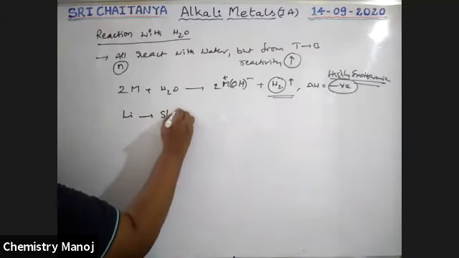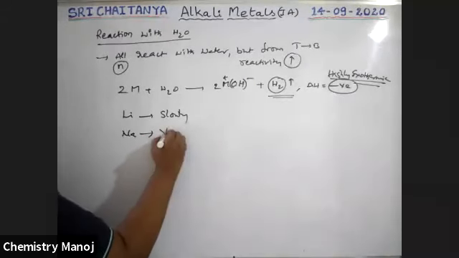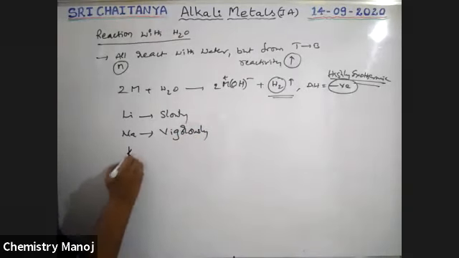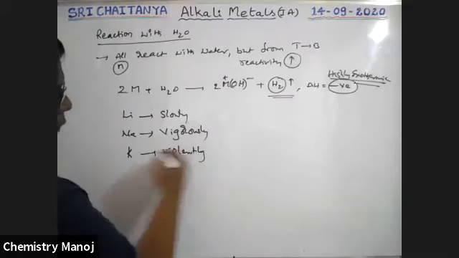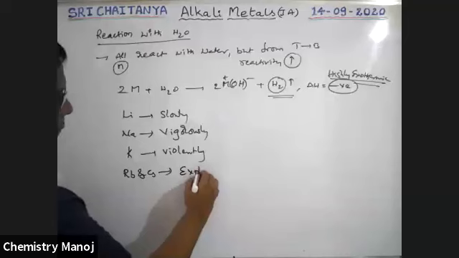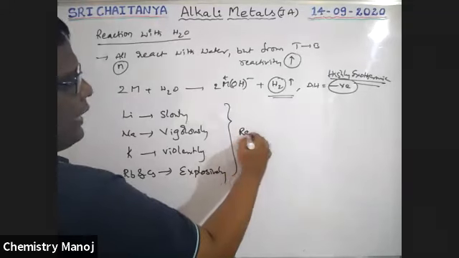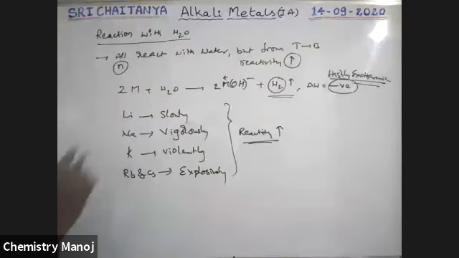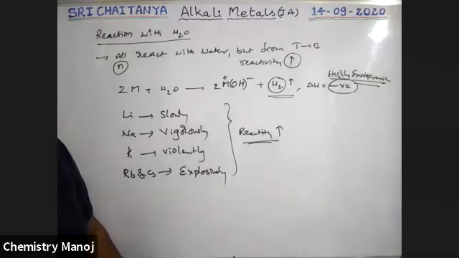reacts slowly. Sodium reacts vigorously. Lithium, sodium, potassium react violently. Rubidium and cesium react explosively. So reactivity increases, from slowly to explosively. The reaction of water with alkali metals automatically increases going down the group.